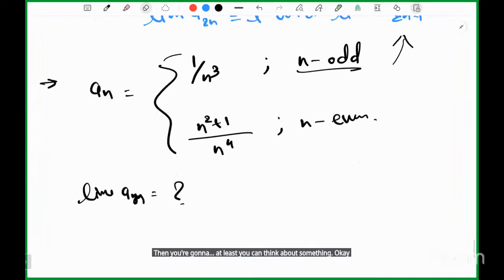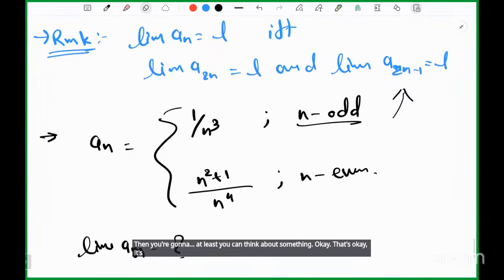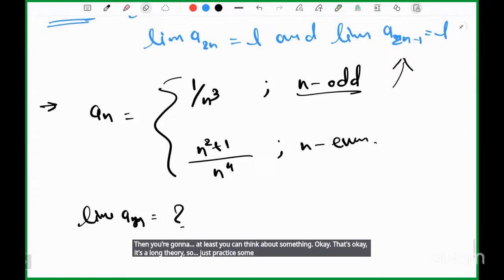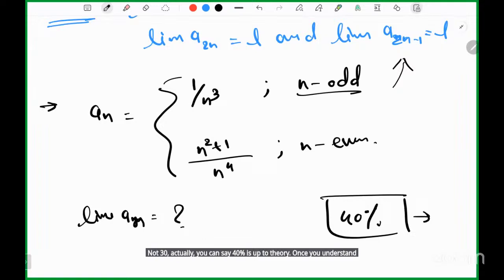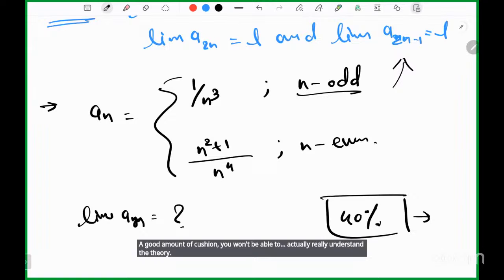It's okay, it's a long theory. So just practice some questions. From practicing questions, you learn some tips and things. So I would say just go and don't rely on theory in maths. Only 30%, actually you can say 40%, is theory. Once you understand theory, until and unless you practice a good amount of questions, you won't be able to really understand the theory. So you have to practice, then only you will learn.